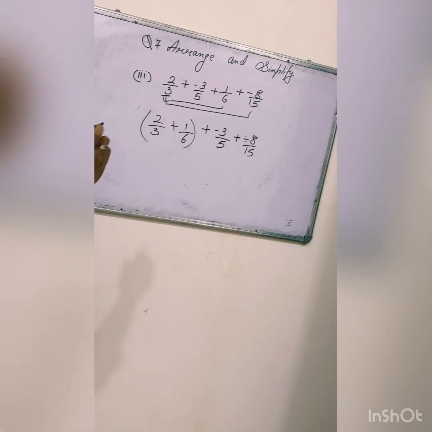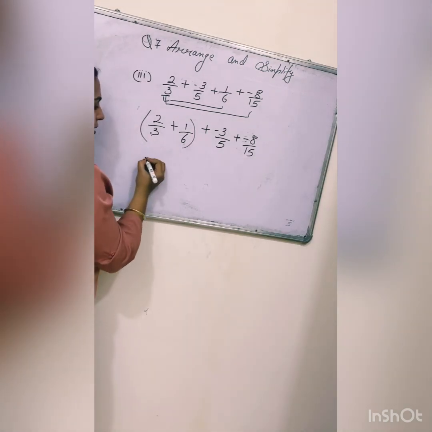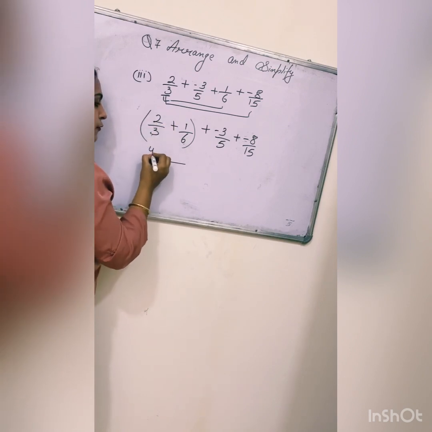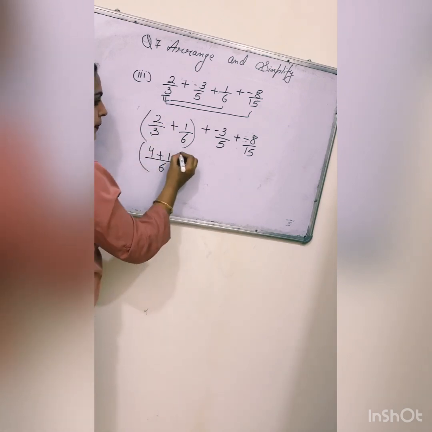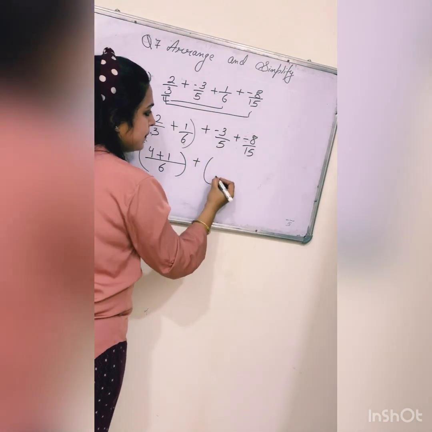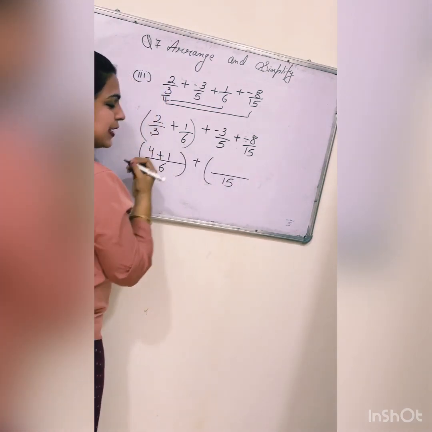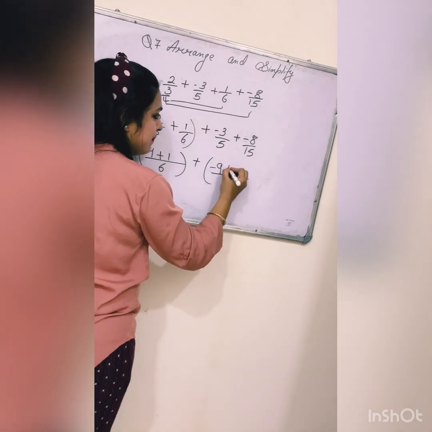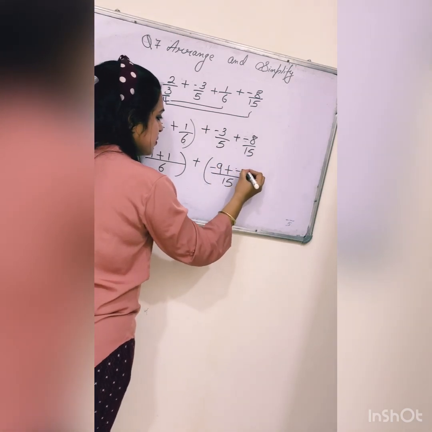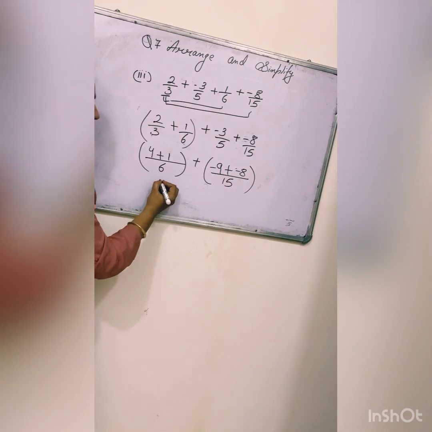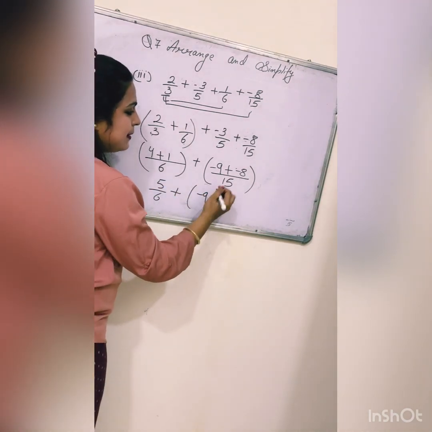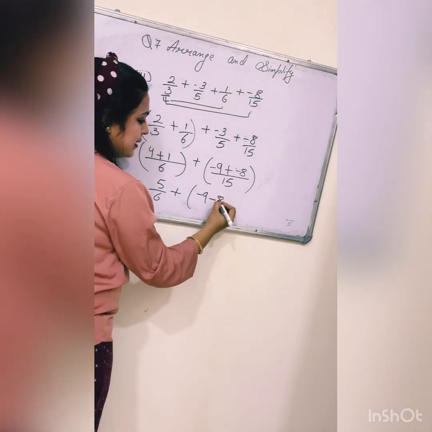Okay, so here the LCM of 3 and 6 will be 6. 3 2s are 6, 2 2s are 4, plus 1. Here it will be 15. What will be the LCM of 5 and 15? 15. 5 3s are 15, minus 9 plus minus 8. This will be 5 by 6 plus minus 9 plus minus will be minus.